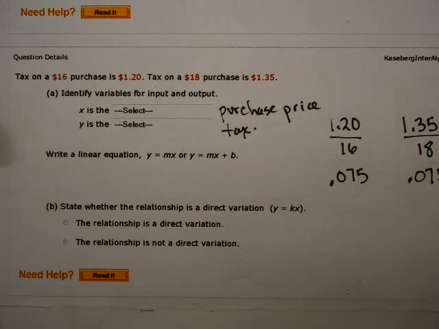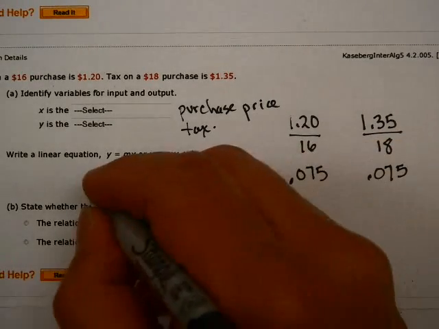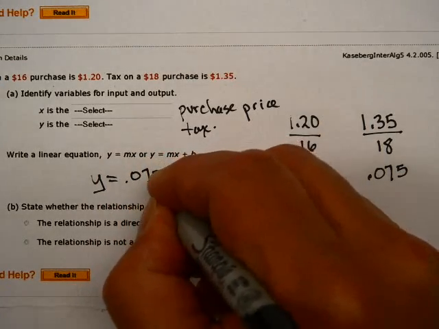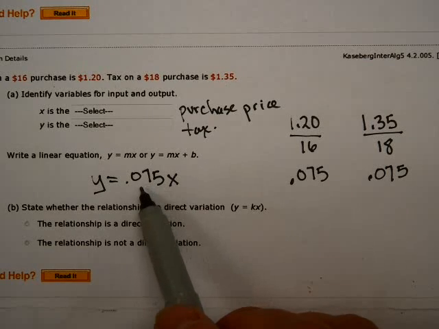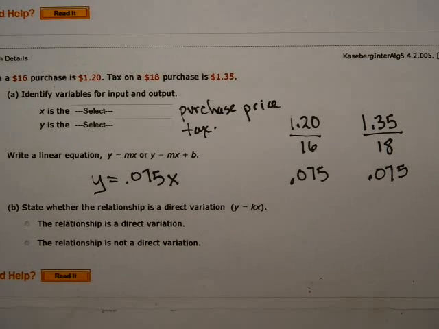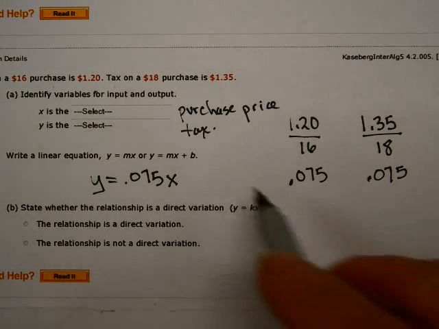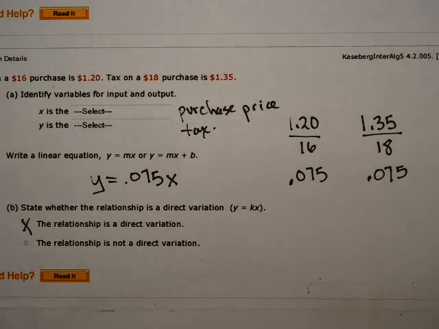So do we have direct variation? Yes, we do. And this value here is that constant. So y equals 0.075x. And again, you can check that. You could plug in the purchase price 16 times 0.075, and that would give you $1.20. And you can take 18 times 0.075, and that would give you 135. So this relationship is also direct variation.